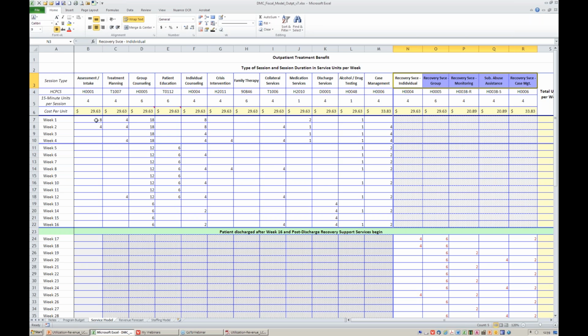so that's 2 individual sessions. 4 units, 15 minutes each for treatment planning in week 1. So that's 1 hour. It's 6 units per group, so that's 3 groups. I think this is probably getting a bit much, but this is for a 16-week, 4-month primary treatment episode.